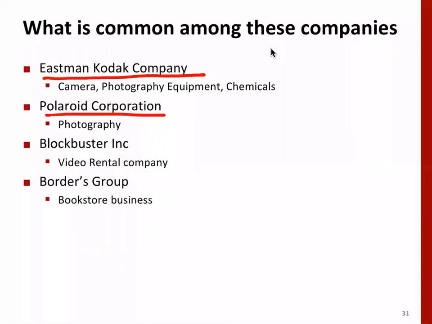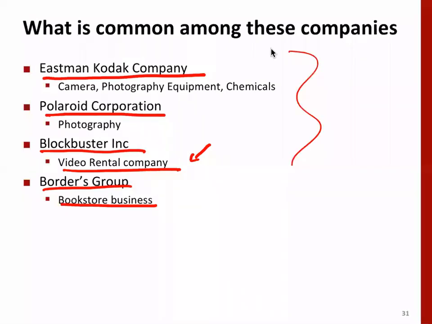Okay, and then there was a company called Blockbuster Inc., a video rental company. Up to 30 years back, possibly you were not even born, if I had to watch a movie, I would go to a movie rental shop and take a video cassette, right, and watch. Blockbuster Inc. used to send these video cassettes by mail or something like that. Okay, and then the Borders Group was a bookstore business. So what is common among all this?